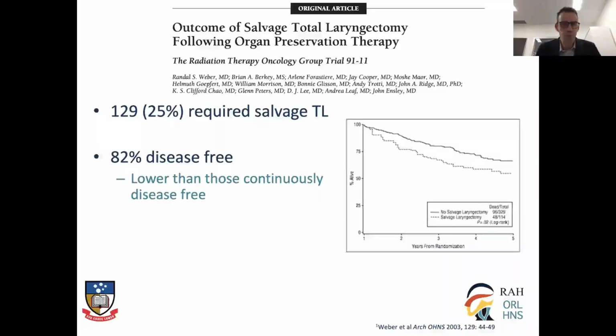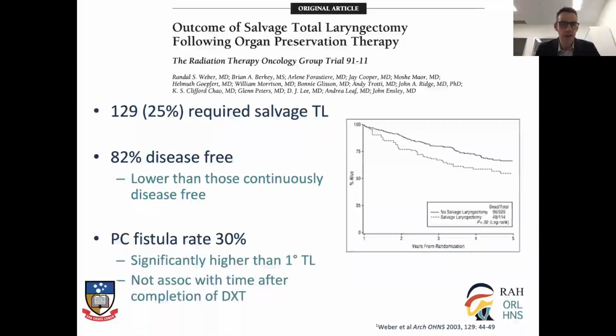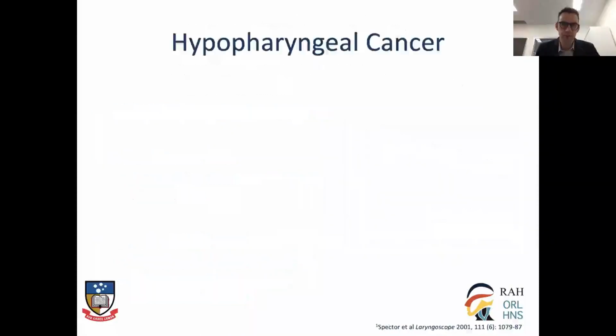These patients were more likely to have persistent disease, even in those with dysfunctional larynx as their indication. And they certainly identified that complication rates, and in particular pharyngocutaneous fistula rates, were significantly higher in these cases than in primary total laryngectomy, which is what we all understand for our own practices.